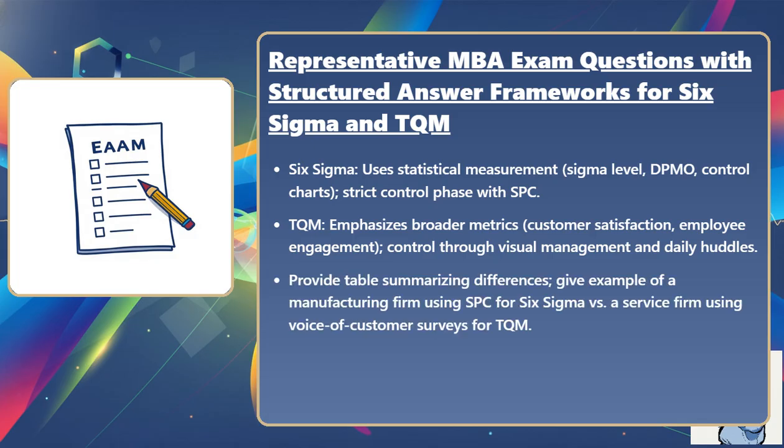Provide a table summarizing differences and give an example of a manufacturing firm using statistical process control for Six Sigma versus a service firm using voice of customer surveys for total quality management.